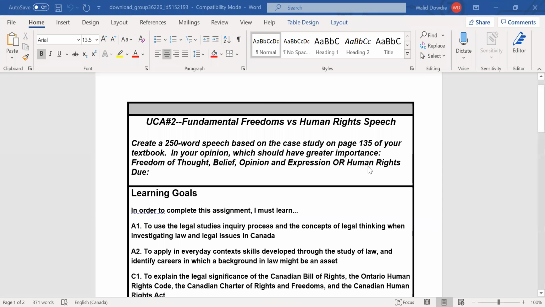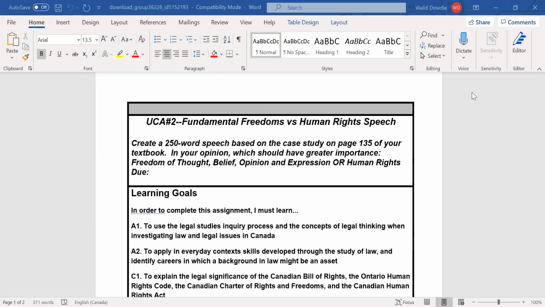Okay, so to end off this unit, because we've been talking about fundamental freedoms and human rights, you're going to create a 250-word speech based upon a case study on page 135 in your textbook. Everyone should have a copy of the textbook digitally. Either you've got a copy from Sari or I've sent you all the digital files. If you don't have it, please speak to me at the end of this lesson. But there is a specific case you're going to look at on page 135 in the textbook.